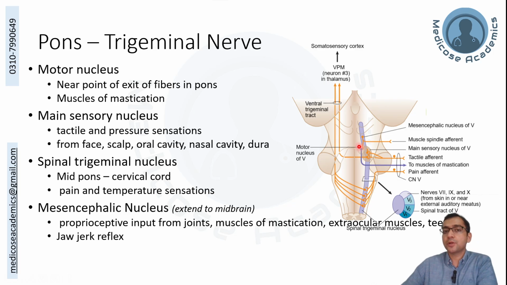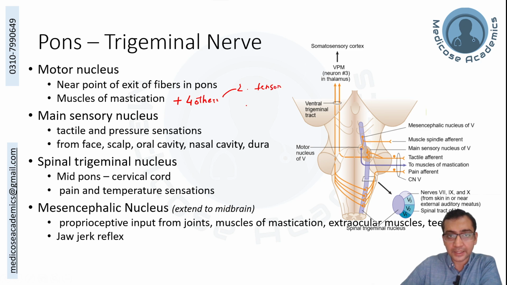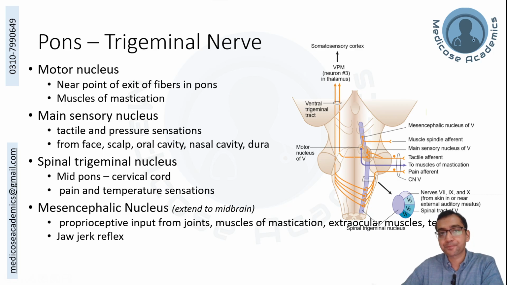It's present medial to the main sensory nucleus, and it exits and supplies the muscles of mastication plus four other muscles. These include two muscles with the name tensor in them, tensor veli palatini and tensor tympani, and two that are present below the chin, you can say, the anterior belly of digastric and mylohyoid muscles.